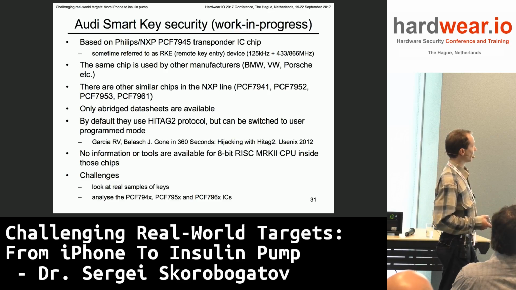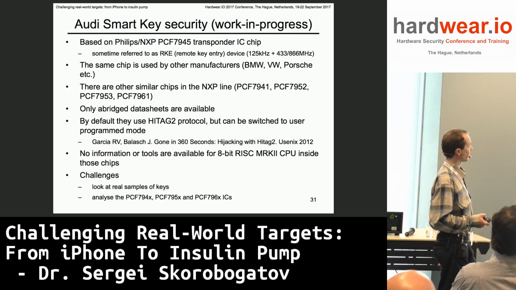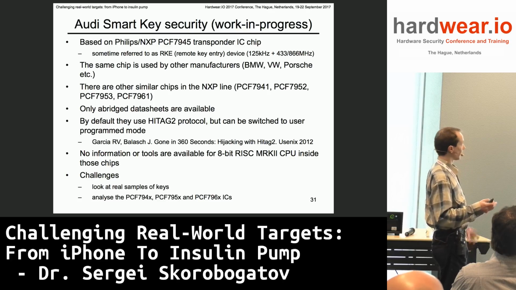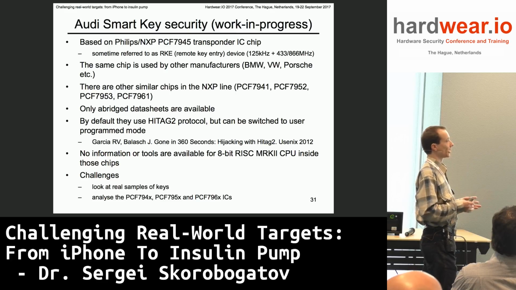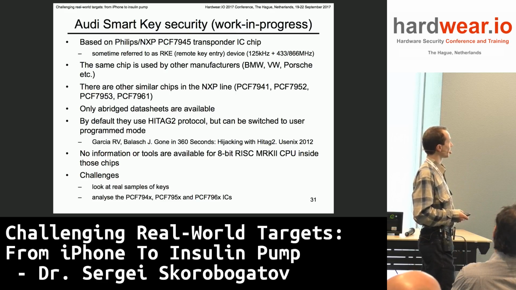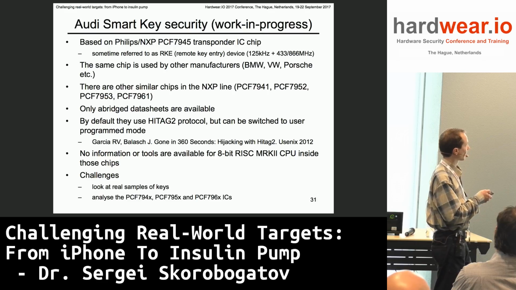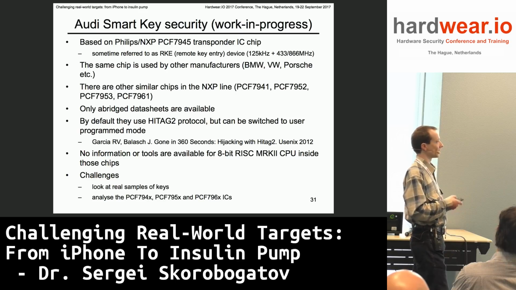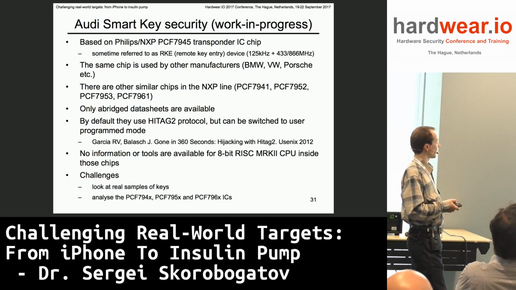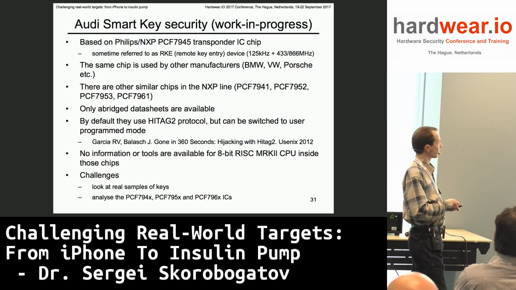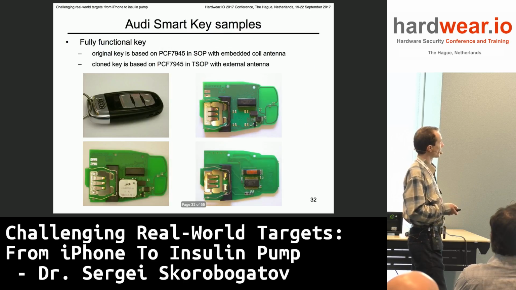They found that there is a 48-bit key inside those protocols, which is easy to guess by simply listening to the communication protocol and then brute forcing all the possible combinations. And inside those PCF chips, they use a RISC MRK2 CPU, and there is no information available on this CPU either. So the challenge is to look inside those devices and see what hardware solutions they have.